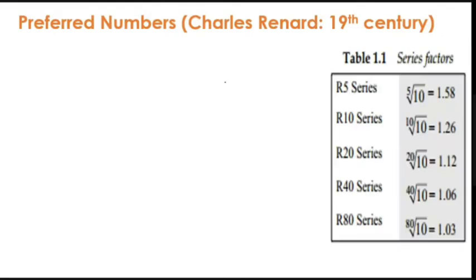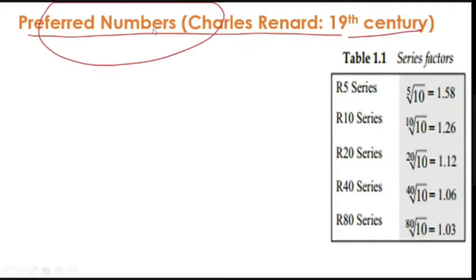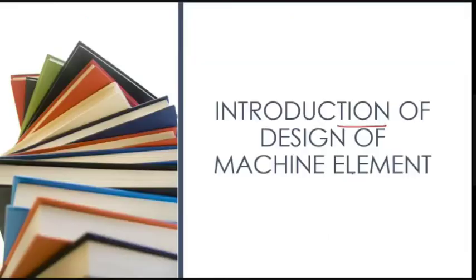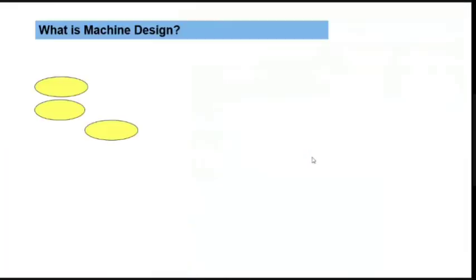Now there is a scientist called Charles Renard. In the 19th century, he specified his preferred numbers. Let us understand what he has done. There are 5 basic series of preferred numbers. He has given you the 5 series, so we are always following these 5. What are these 5 series? R5, R10.